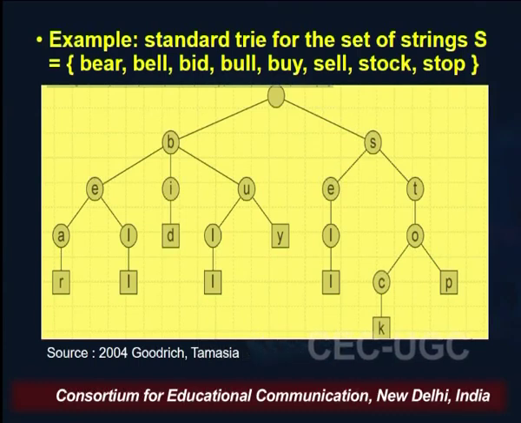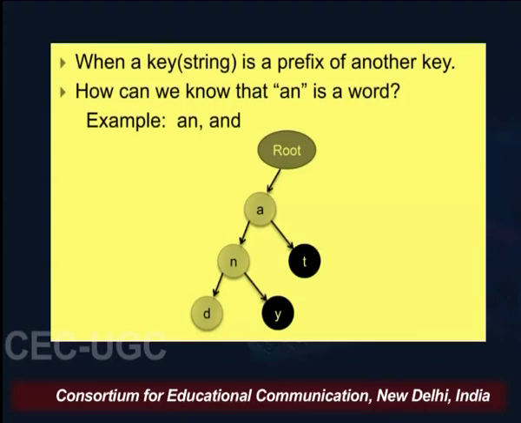Now moving further, when we want to look for a particular key, or when we want to store a particular key which is a prefix of another. So for example, we have different words. Let's say we have the word an, we have the word any, and we have the word at also. So how are we going to store these words when a particular key is a prefix of another key? How can we know that n is a word, and that this n is a complete prefix of the word end?